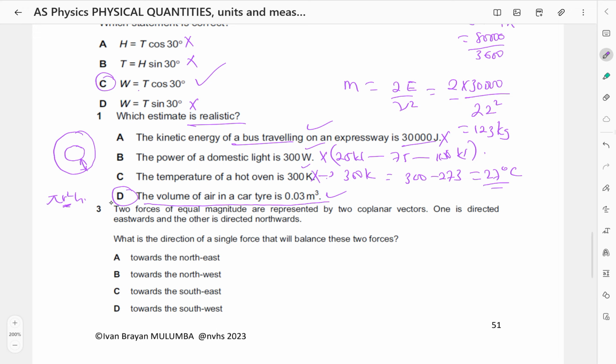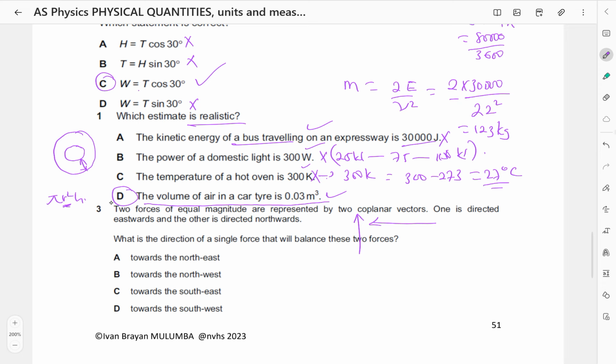One vector is directed eastwards, and the other is directed northwards. What is the direction of a single force that will balance these two vectors?